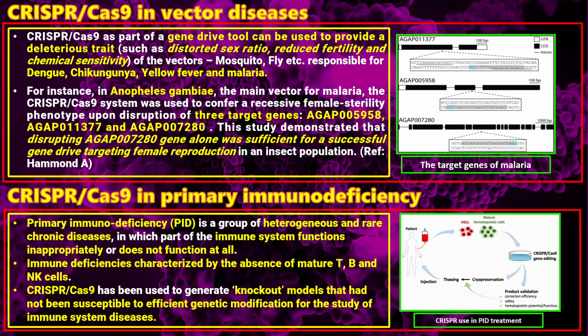And here, primary immunodeficiency is a group of heterogeneous, rare chronic diseases whose causes are inappropriate immune system function or non-functioning effect. It is characterized by the absence of mature T, B and natural killer cells. And CRISPR-Cas9 has been used to generate knockout models that had not been susceptible to efficient genetic modification, for the study of immune system diseases.